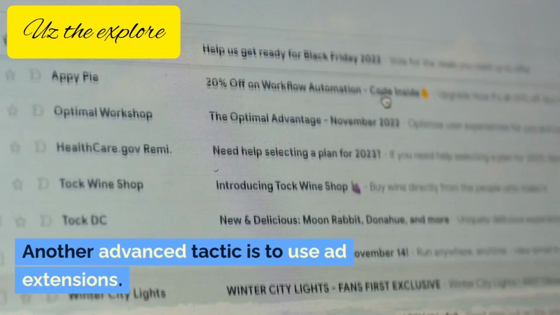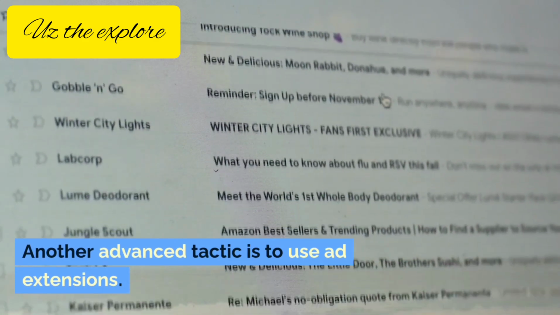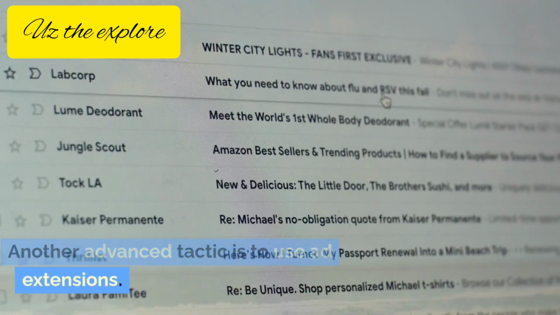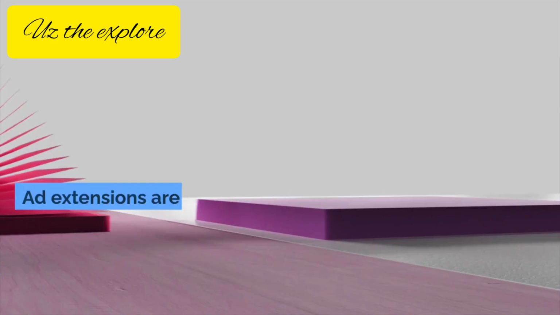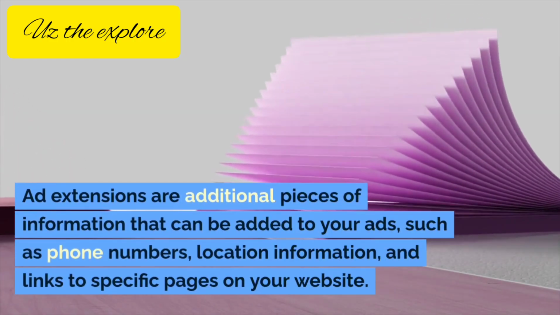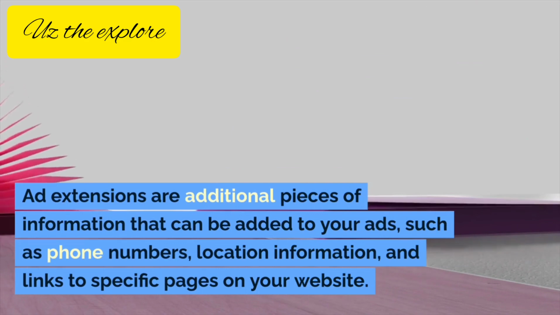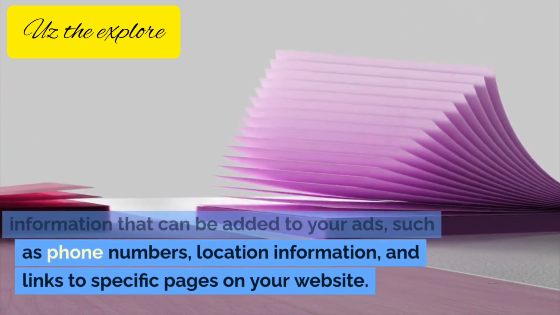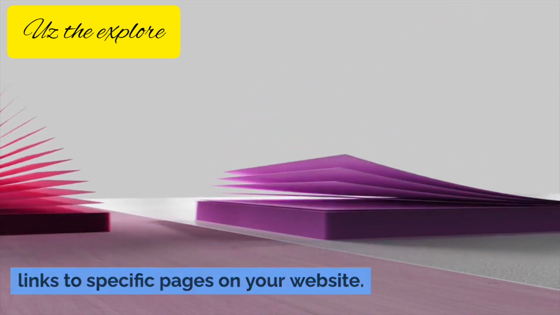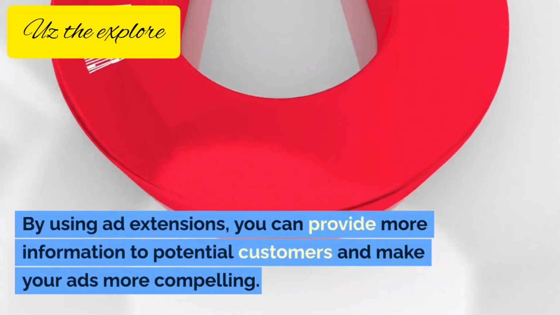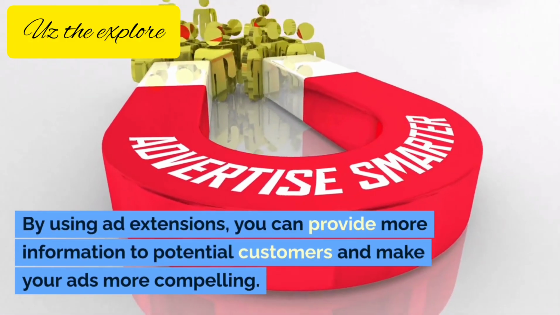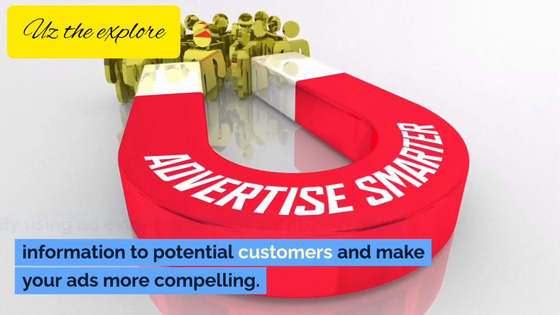Another advanced tactic is to use ad extensions. Ad extensions are additional pieces of information that can be added to your ads, such as phone numbers, location information, and links to specific pages on your website. By using ad extensions, you can provide more information to potential customers and make your ads more compelling.